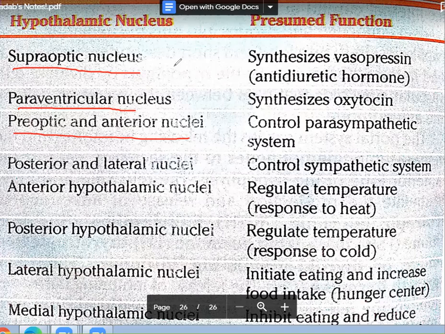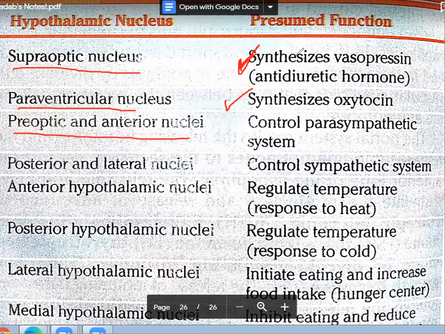Now, these are the things that you will be studying in endocrinology. Okay, endocrinology. I'm telling you now because we are looking at this picture, so that you may get a view of it.